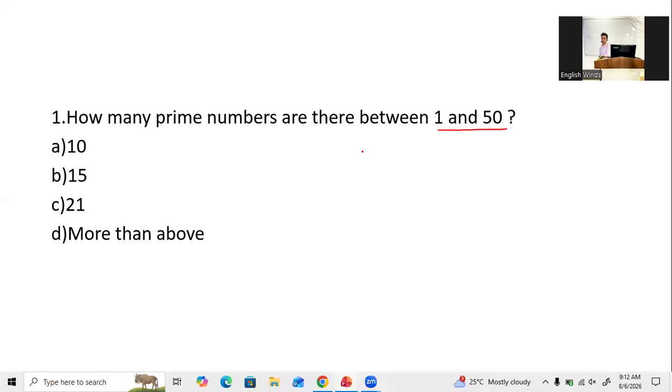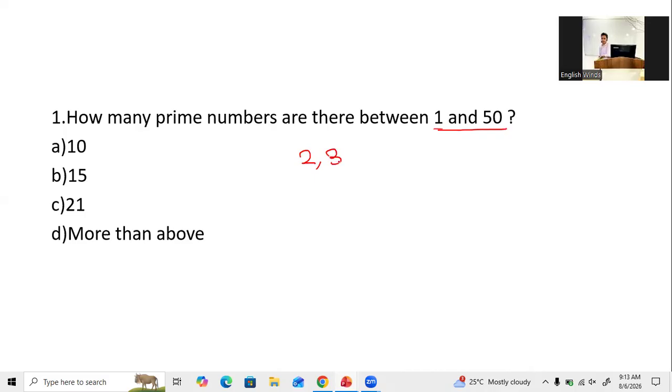Prime numbers are those which are divisible by 1 and itself. For example, 5. So 5 ones are 5, 1 5 are 5. So these are prime numbers. Whereas 4 is not a prime number. Why? Because it is divisible by 2 as well. Okay, so let's try to write prime numbers from 1 to 50. Whereas 1 is not at all a prime number.